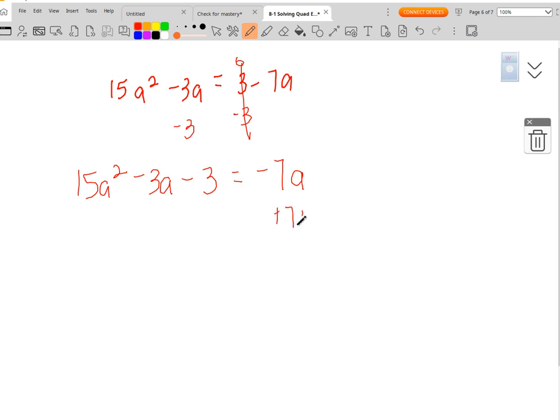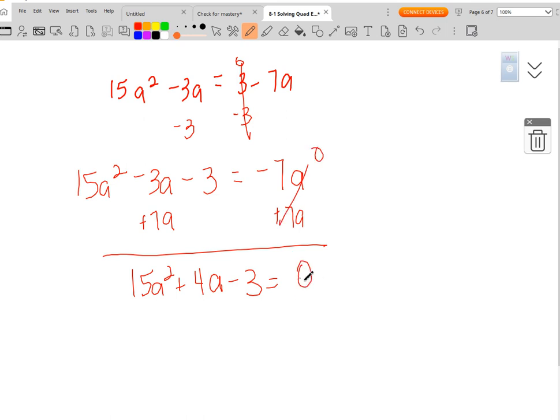So plus 7a. And over here, we're not going to add 7a to the constant. We're going to add it to the like term, that same variable, same exponent. So we're going to add it to the negative 3a here. We dropped it off. Negative 3 plus positive 7 is positive 4a. We didn't do anything to that, so we bring it down. That's 0. Now we have an equation that's equal to 0.